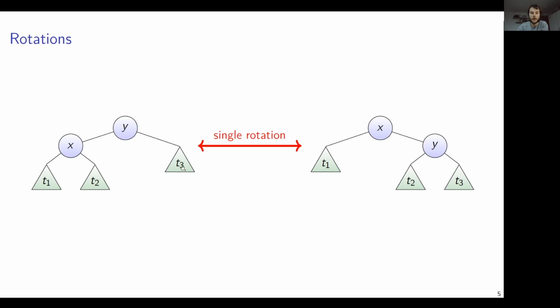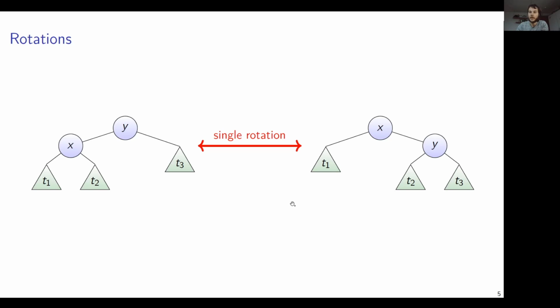T3 was higher than y, or at least the first node in this subtree T3, so this stays the right child of y. And subtree T2, or at least the first node of this subtree, is higher than x because it's in the right subtree of x, and lower than y because it's in the left subtree of y. So we put it here, because then it's still in the right subtree of x, and still in the left subtree of y. So we can just do this, and we still have our condition where the left subtree is always lower and the right subtree is always higher. We change the structure of this tree.